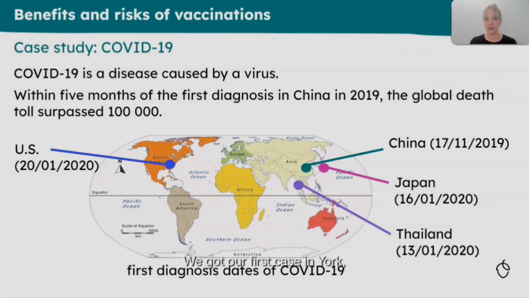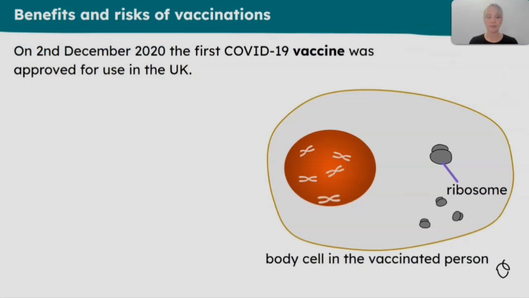We got our first case in York, and it really spread super fast, and that's because people are always flying around the globe for holidays and also work, and so diseases can spread really quickly these days. On the 2nd of December, so just over a year from that first case being recorded, the first COVID-19 vaccine was approved for use in the UK.